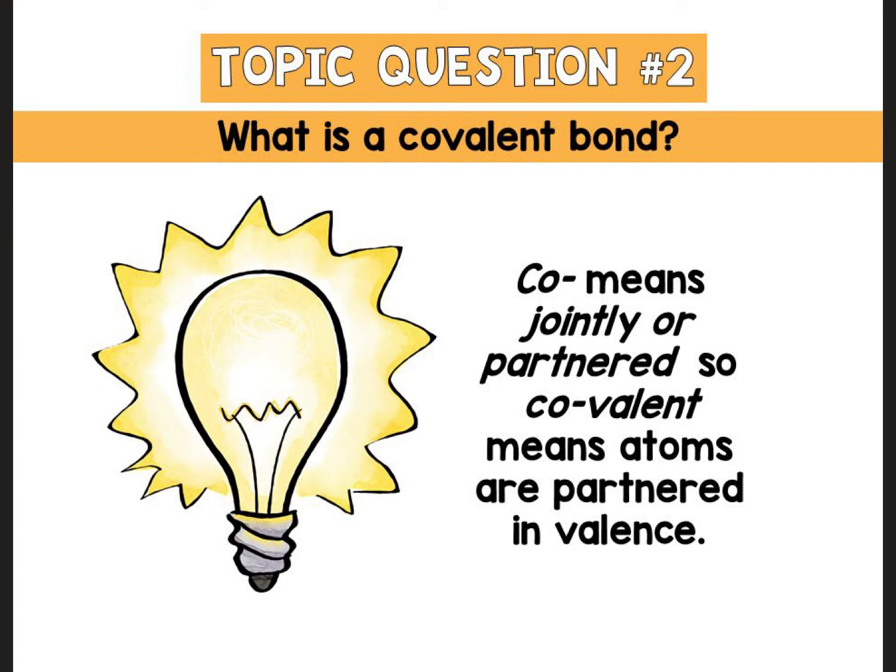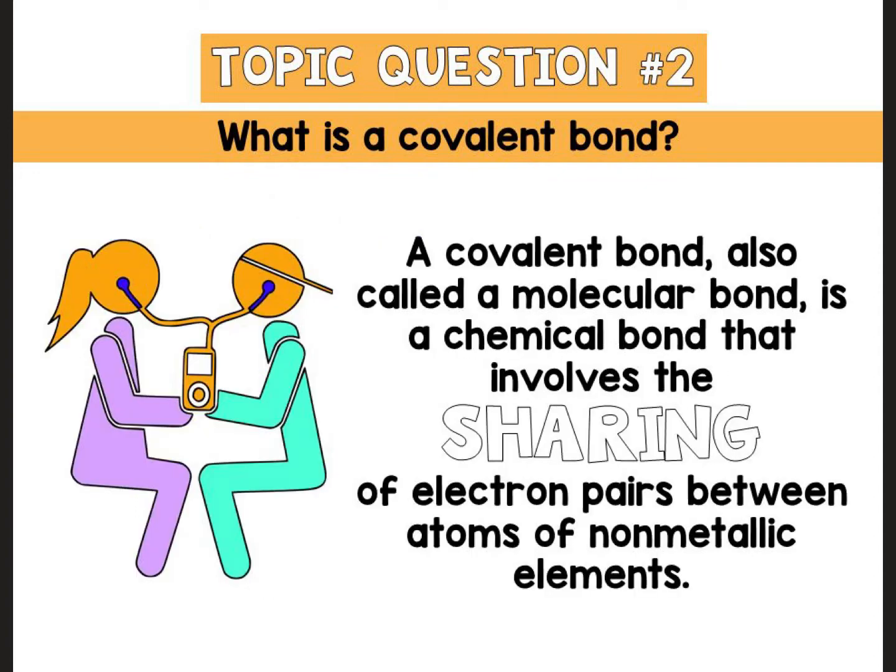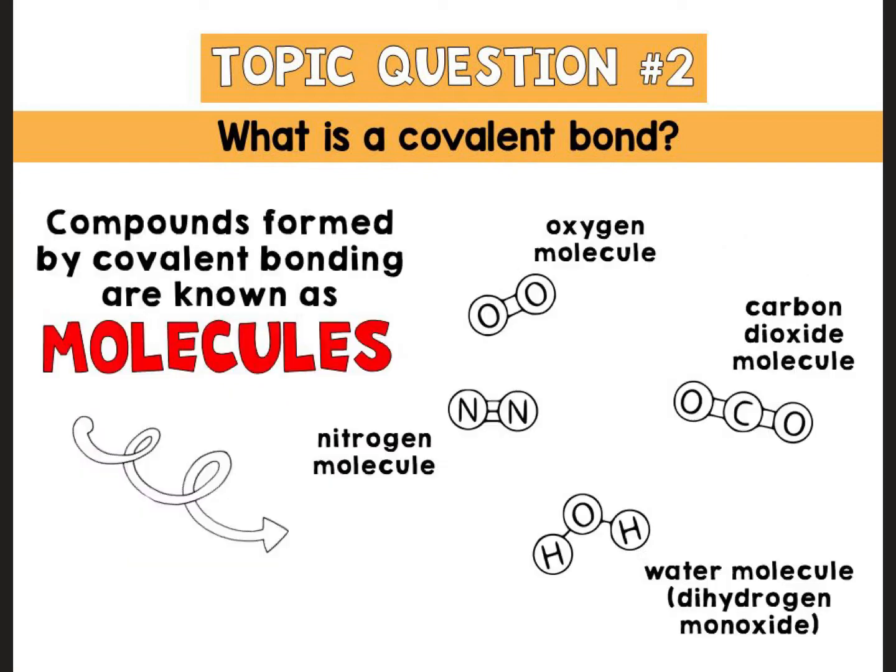Now let's consider what is a covalent bond. Co means jointly, partnered, or together. So covalent means electrons that are partnered in their valence, or outermost, electrons. A covalent bond, also called a molecular bond, is a chemical bond that involves the sharing of electron pairs between atoms of nonmetallic elements. Compounds formed by covalent bonding are known as molecules.